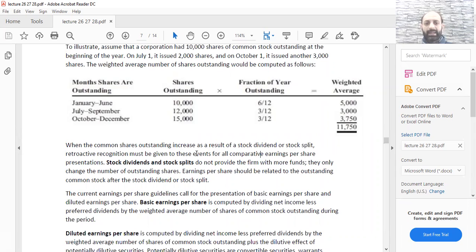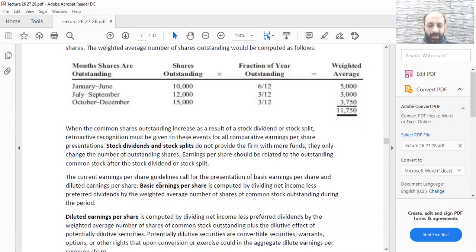When the common shares outstanding increase as a result of a stock dividend or stock split, if you remember, we did this when we were studying the stocks of any company. Retroactive recognition must be given to these events for all the comparative earnings per share presentations. Stock dividends and stock splits do not provide the firm with more funds, they only change the number of outstanding shares. For example, many companies say that one stock will, from now on, be equivalent to two stocks. So what happens is that the value of each stock does not change, only the comparative value, the number of stocks, increases.